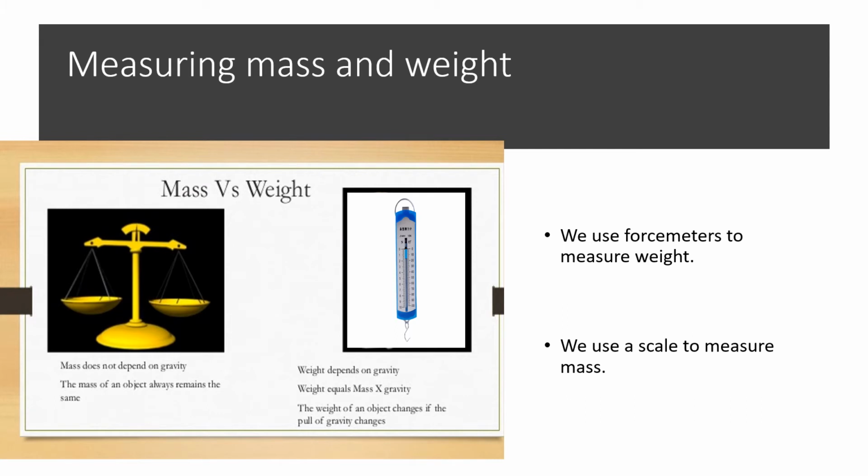And then, since mass and weight are two different entities, we use two different instruments or apparatus to measure them. So a force meter is used to measure weight. Remember that, force meter. Here if you see, the reading is given in newtons. Whereas mass you can measure using a scale. In the picture you can see an old type of scale, but I'm pretty sure you all have seen electronic scales in your kitchen.